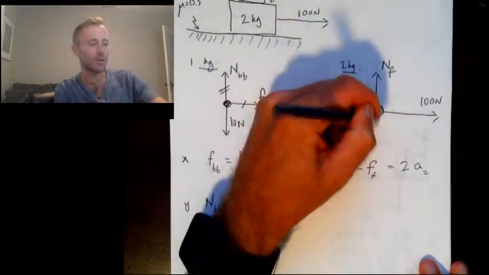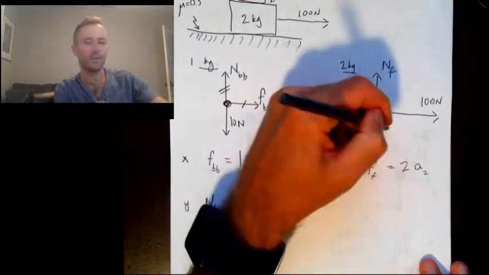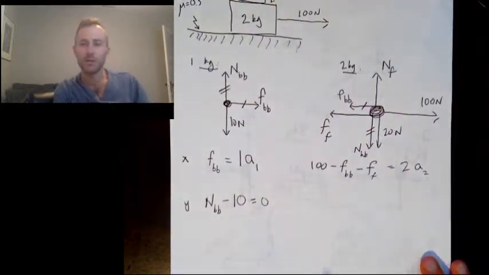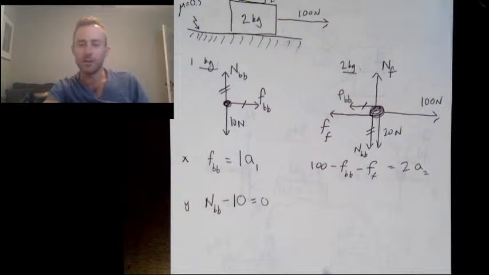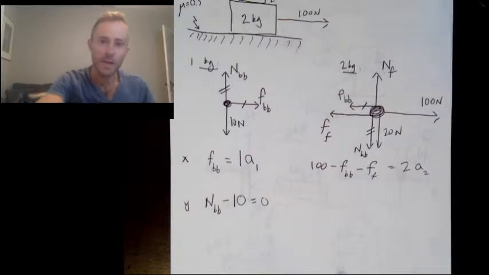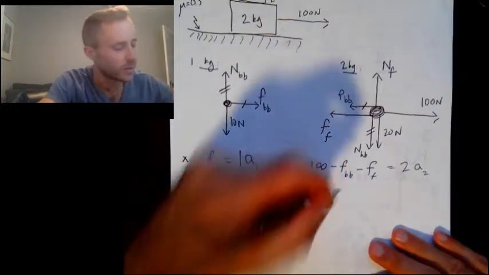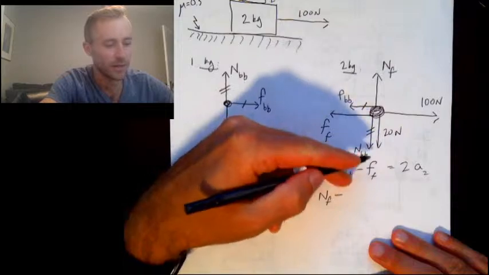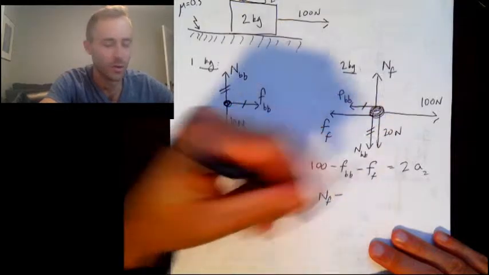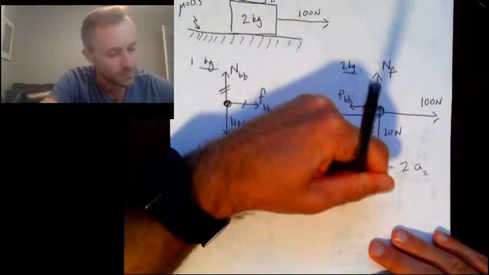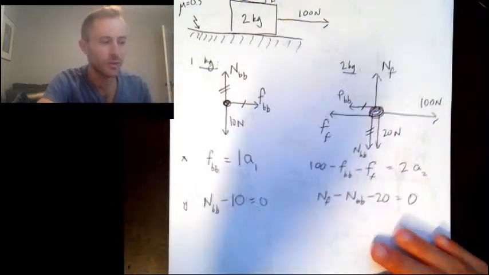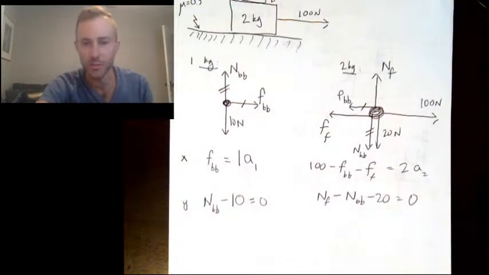Oh, I forgot one of the forces. There's the 20 Newton weight force going downward on the 2 kilogram block. How come no one said that? Come on, you're supposed to let me know if I make a mistake. So I have N sub F going upward, and then I have normal force between the blocks and 20 going down. And that equals 0 because the 2 kilogram block is only moving side to side.